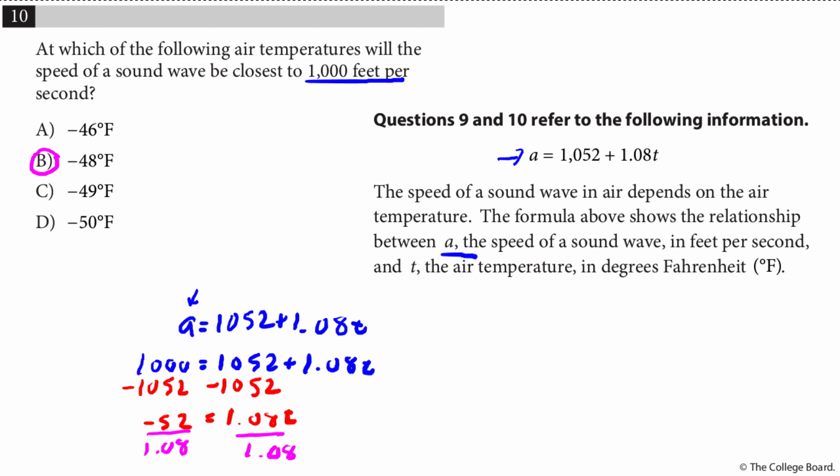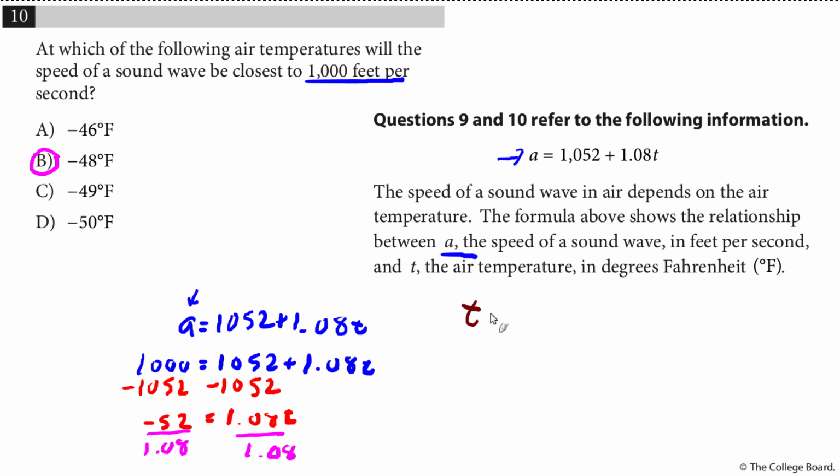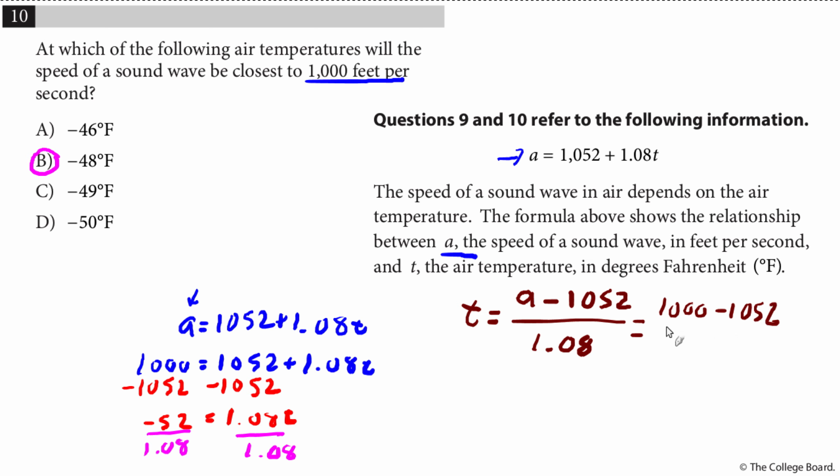Now, one other thing that could be really nice for you on here. Let me change colors. I just solved an equation for t, and here's why I did it. If I have this equation right here, I can just put my A value in and get my answer. So let me rewrite this equation on the next slide and show you what I mean. We knew that t would equal A minus 1052 over 1.08. If I know this, I can just put my 1000 here. Now I have a function of t in terms of A, and I'll get 1000 minus 1052 over 1.08.